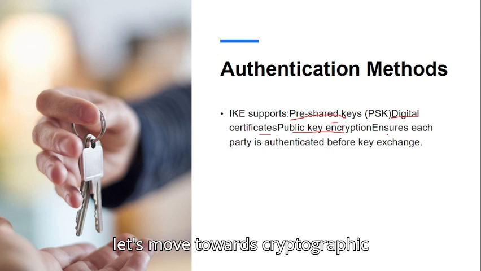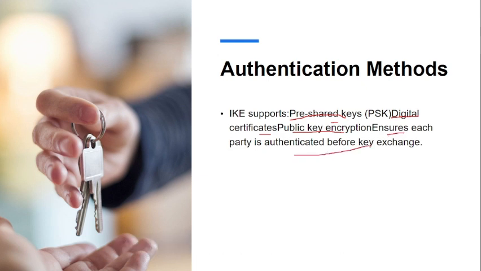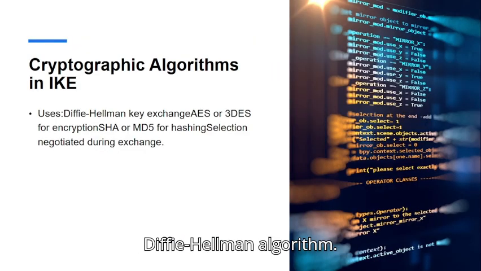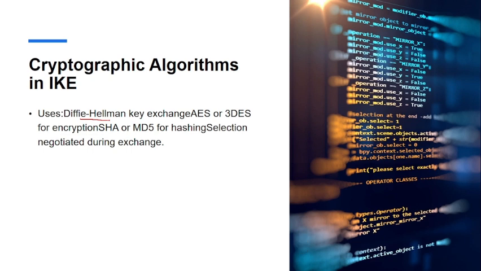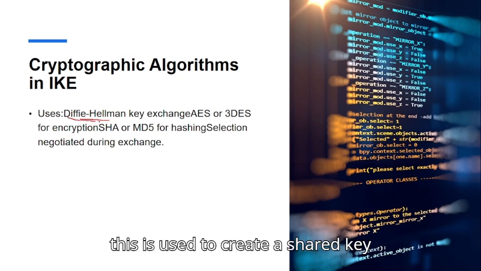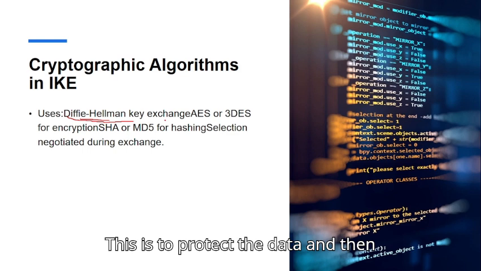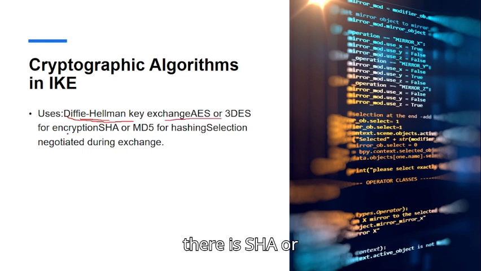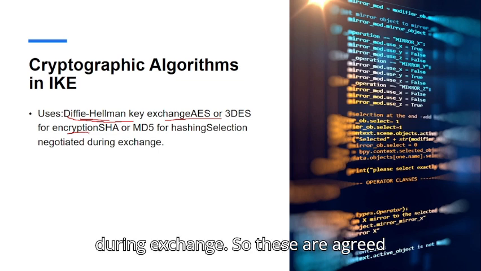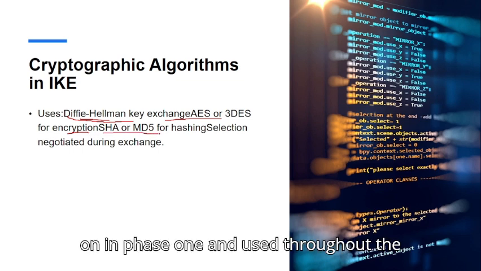It ensures each party is authenticated before key exchange. That's why these methods are necessary. So now let's move towards cryptographic algorithms in IKE. As we said earlier, there is the Diffie-Hellman algorithm. IKE relies on three types of cryptography. The first one is key exchange using Diffie-Hellman, which is used to create a shared key without actually sending it. Then there is AES or 3DES for encryption, to protect the data. And then there is SHA or MD5 for hashing, selection negotiated during exchange. These are agreed on in phase one and used throughout the session.